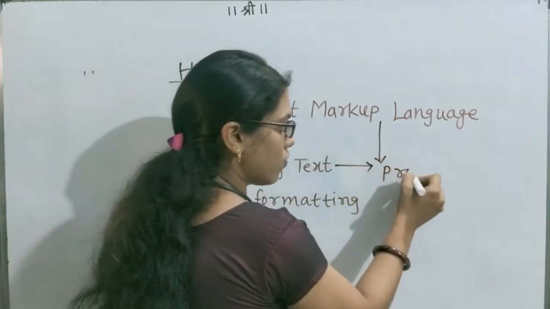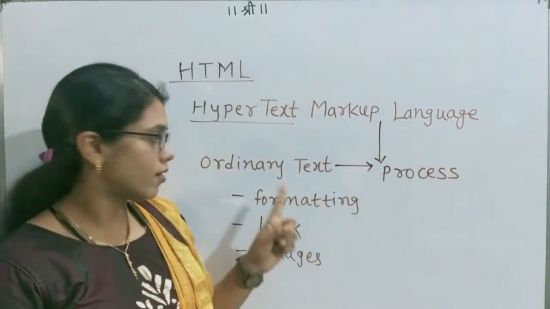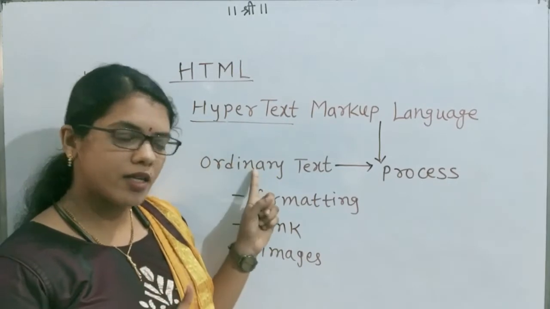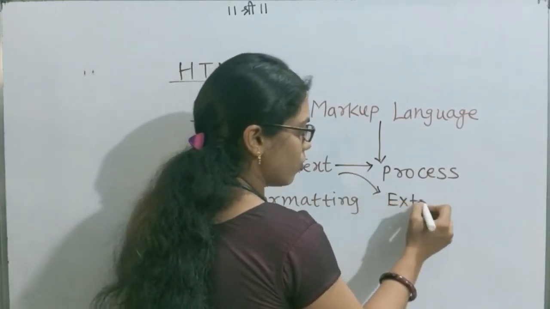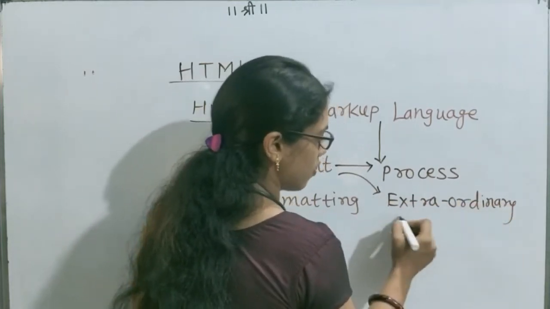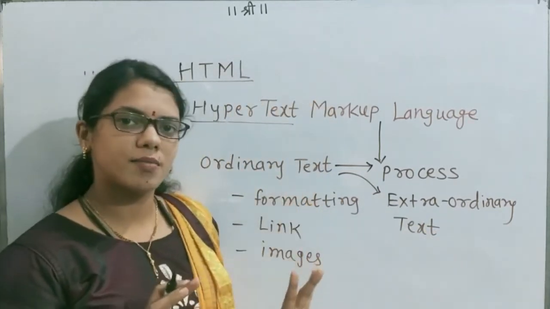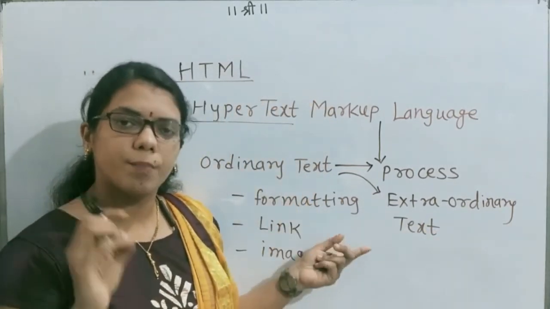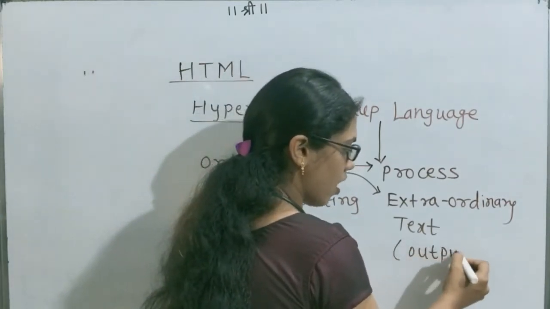So markup is what? Markup is a process that converts ordinary text into extraordinary text. Extraordinary text means what? That is our complete result, means finally we get our output.